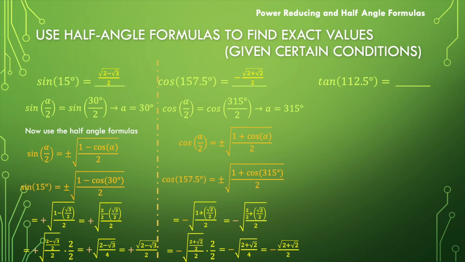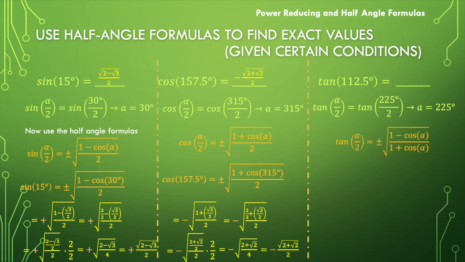The last of these computations works exactly the same way. So we would consider what would have to be in the numerator here to determine what a is, and we would just double this. So tangent of 225 degrees divided by 2 is the same as the tangent of 112.5 degrees. So that means our a value is 225 degrees.